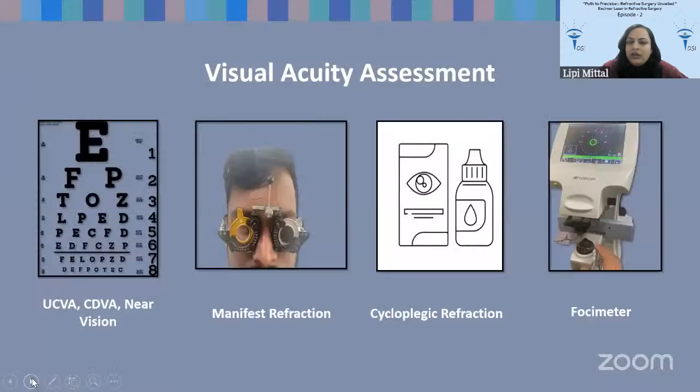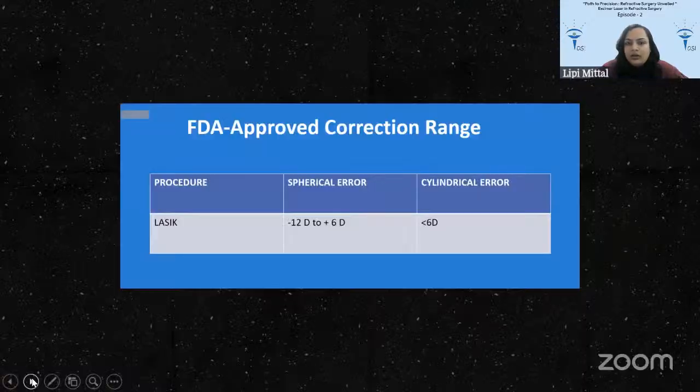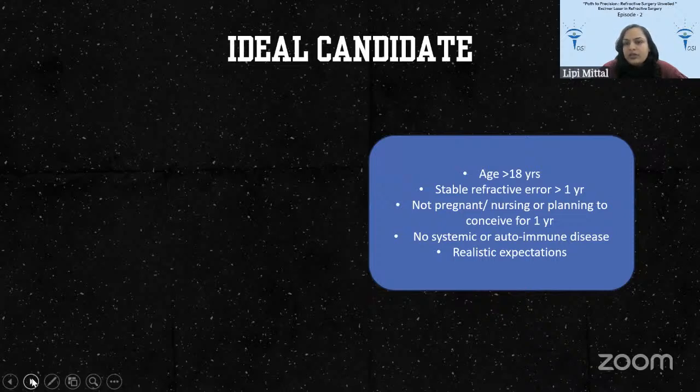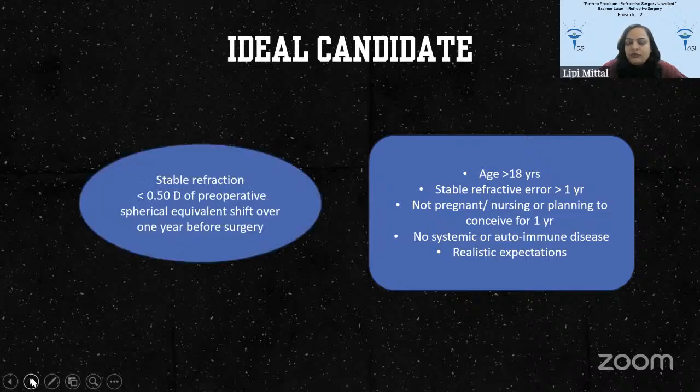So for that, we need to have a detailed examination and detailed visual acuity assessment. We need to document the uncorrected, corrected, as well as near vision, manifest and cycloplegic refraction, and the power of glasses should be checked so as to know the stability of the refractive error. So FDA-approved correction ranges up to -12 diopters, hyperopia of 6 diopters, and astigmatism of less than 6 diopters. So an ideal candidate is somebody whose age is more than 18 years and has a stable refractive error, which means that there is a change of less than 0.5 diopter of mean spherical equivalent over 1 year.